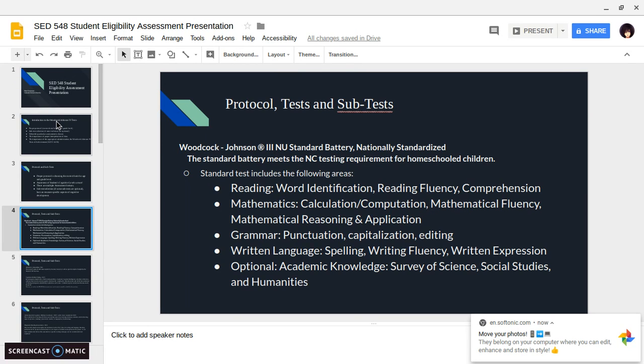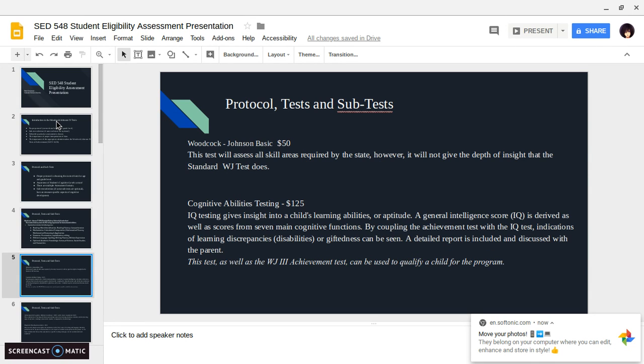Then there are the optional subtest areas such as academic knowledge, survey of science, social studies, and humanities. That is a content area upon which we tend not to spend the money to buy the more in-depth test, and I'll go more into that later. Protocol and subtest. I kept the cost of these tests in because cost is paramount. In facility schools, though we do have the Disabilities Act guaranteeing that students get equal access to services they need, money is always paramount.